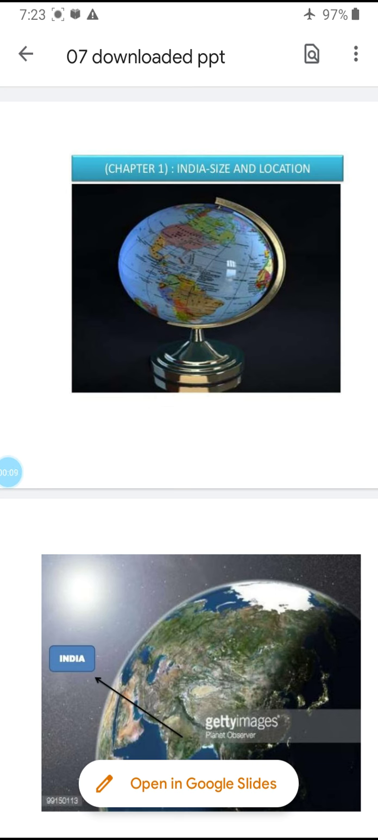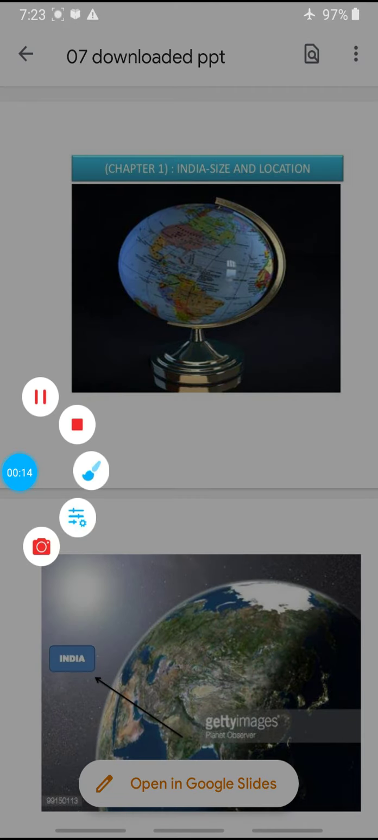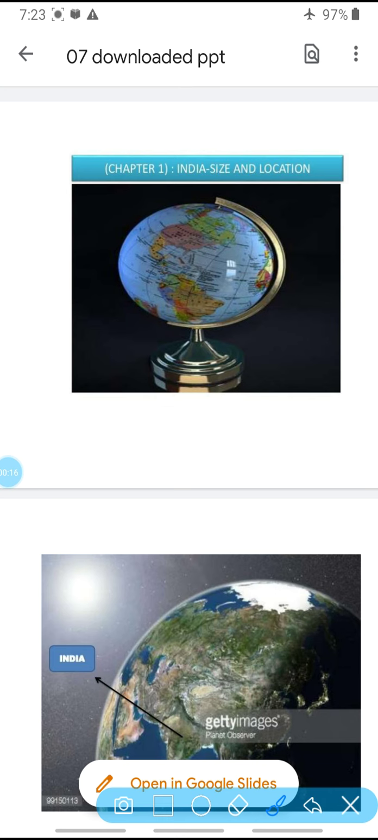The name of the chapter is India: Size and Location. In this chapter we will discuss the location of India on the world map, and what the size of India is, how much larger India is in the world. So that is what we will discuss.